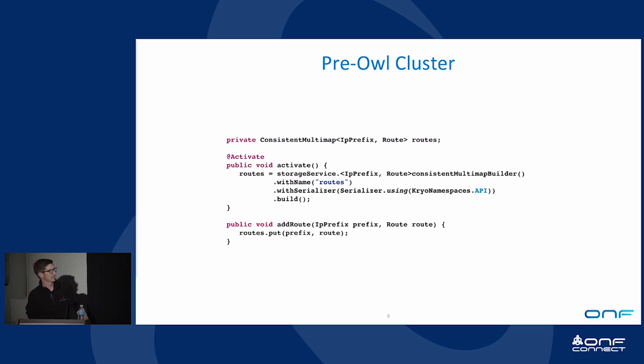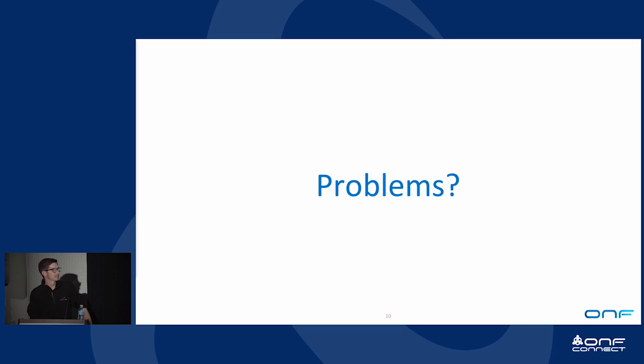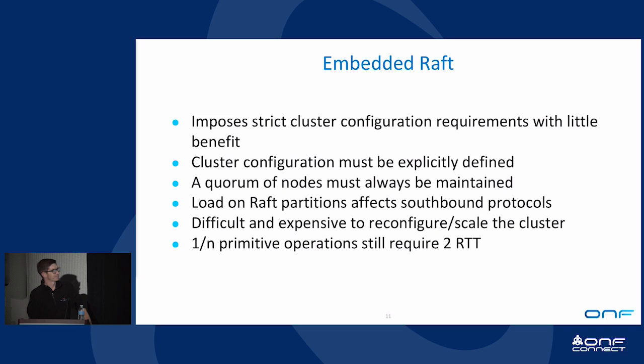This is an example of what a store might look like in ONOS with a distributed primitive. This is taken from the route store, which creates this consistent multi-map primitive and then adds routes to it. And behind the scenes, there are all kinds of distributed systems protocols happening. But what were the problems that we ran into with this?